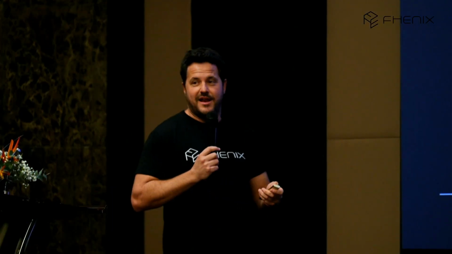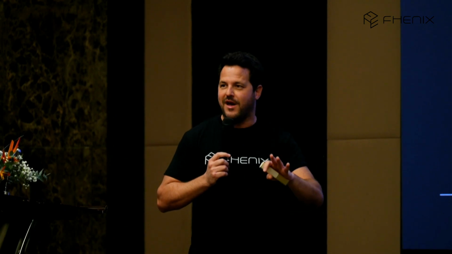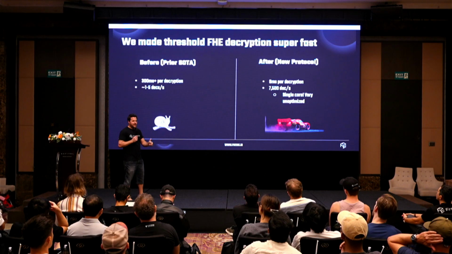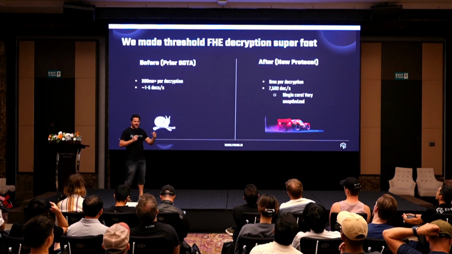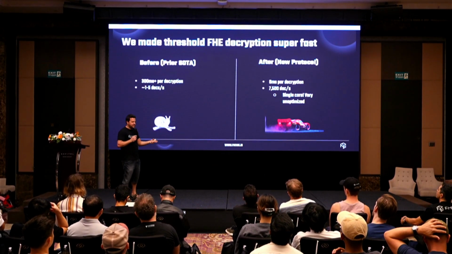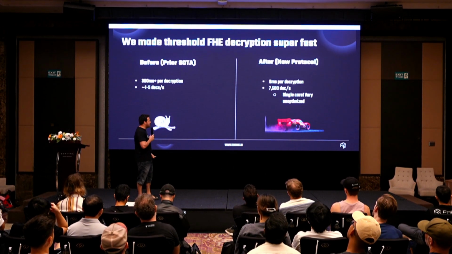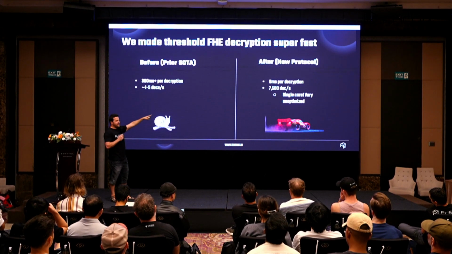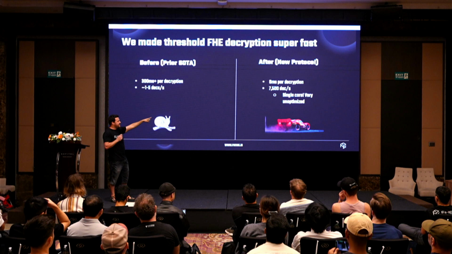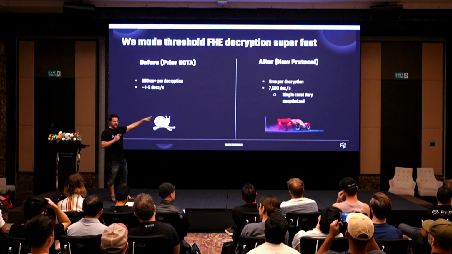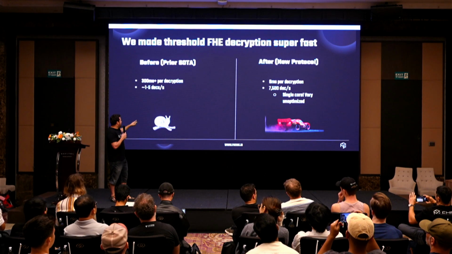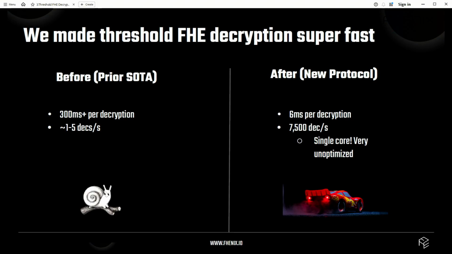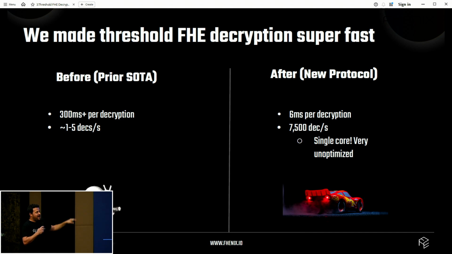We just, in the last week, implemented this in a very, very bare-bones version. This is single core, not optimized, big ints, not even a U64 or U128, everything is as bad as it can get. And instead of 300 milliseconds at best, we get a 50x decrease in latency. So now decryption is only 6 milliseconds. This is practically real time, and we get more than 1,000x in throughput. So instead of 1 to 5 decryptions a second, we can do 7,500 decryptions a second. And again, this is single core.